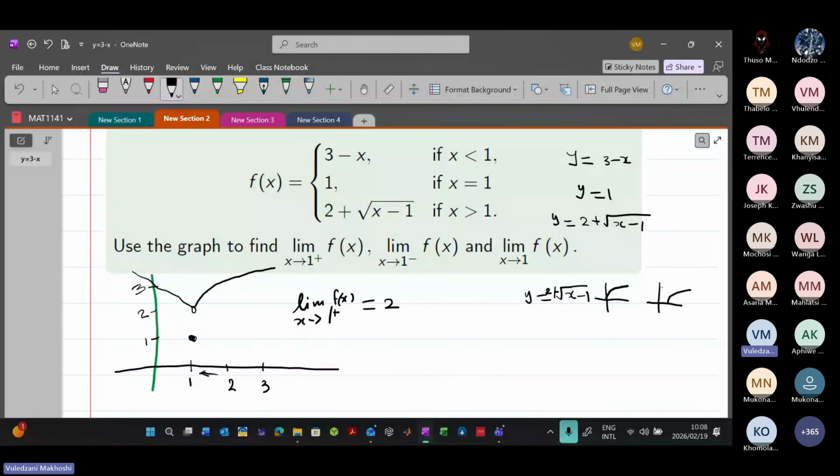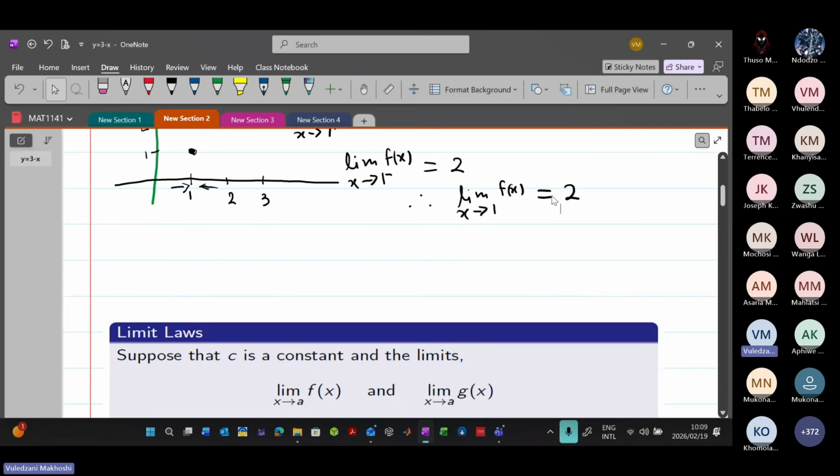Similarly, if we talk of the limit of f of x when x is approaching 1 from the left, we'll be moving like this towards 1. Then we'll be moving along this straight line. Then the output again is 2. Therefore, we can see that the left-hand limit and the right-hand limit both exist, and they're equal to 2. And because they are equal, we can conclude that the limit of our function f of x when x is approaching 1 is 2.